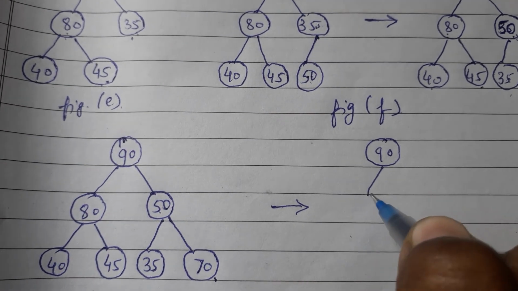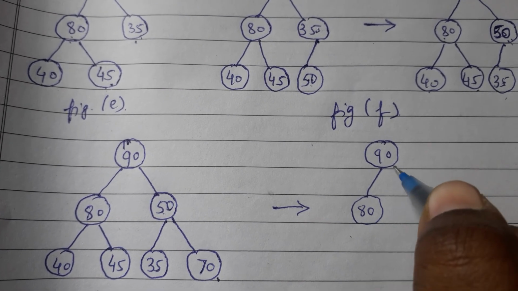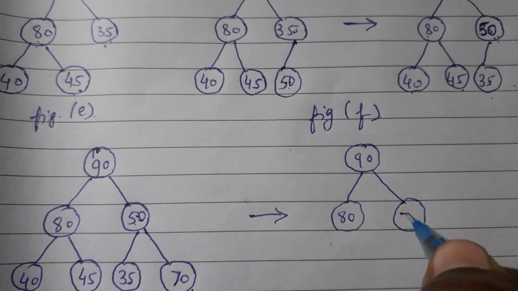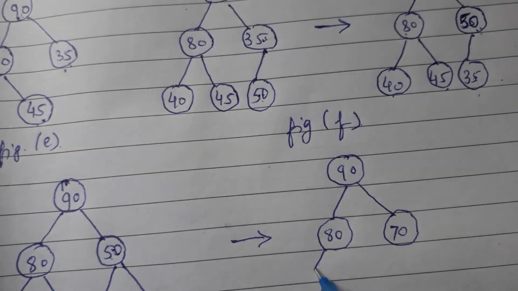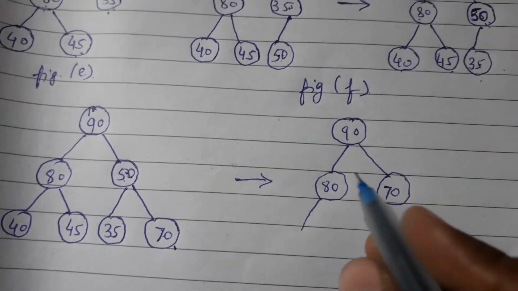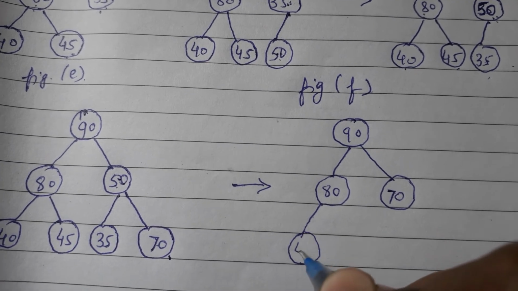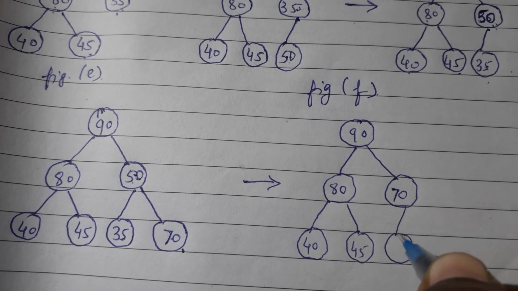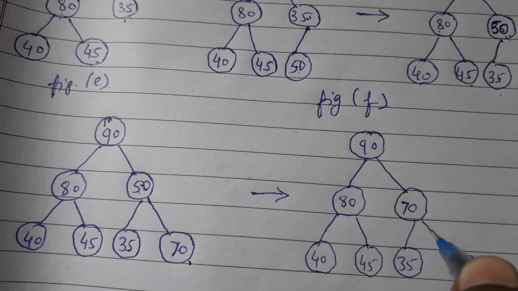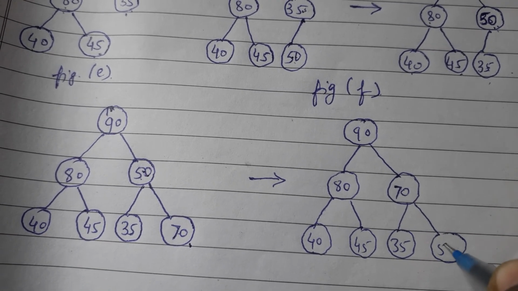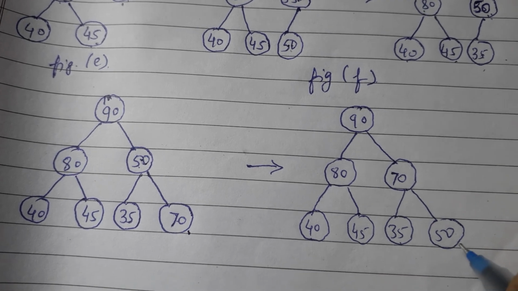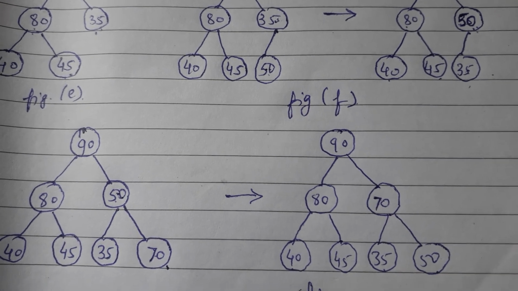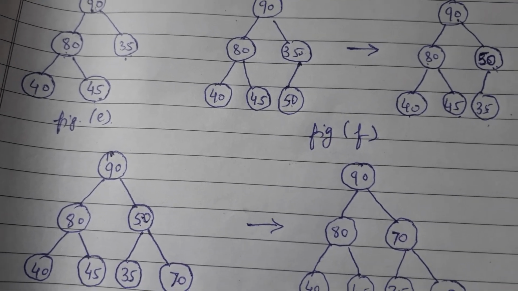So 90 will have two children, that is 80, and here you can see that this 70 will move here. So when 70 moves here, now 70 will have two children, that is 35, and the second child is 50. So 70 is greater than 35 and 50. So therefore we can say that this will be a max heap. Now this is our last figure.